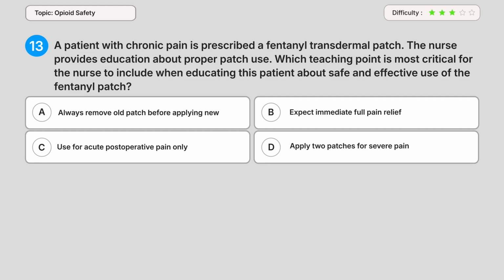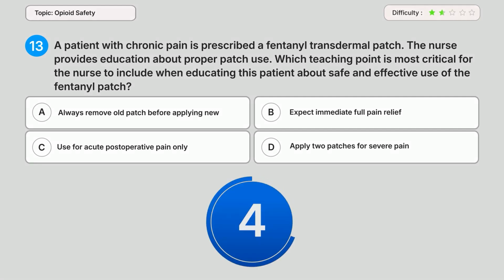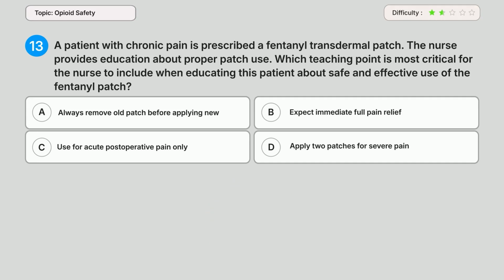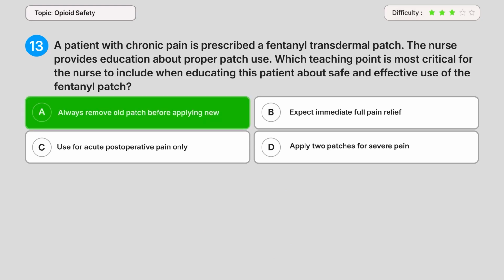Always remove old patch before applying new. B. Expect immediate full pain relief. C. Use for acute post-operative pain only. D. Apply 2 patches for severe pain. What do you think is the answer? Correct answer, A. Always remove old patch before applying new.